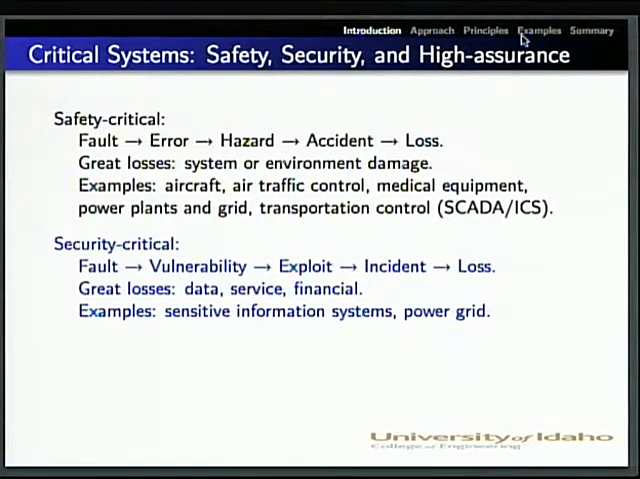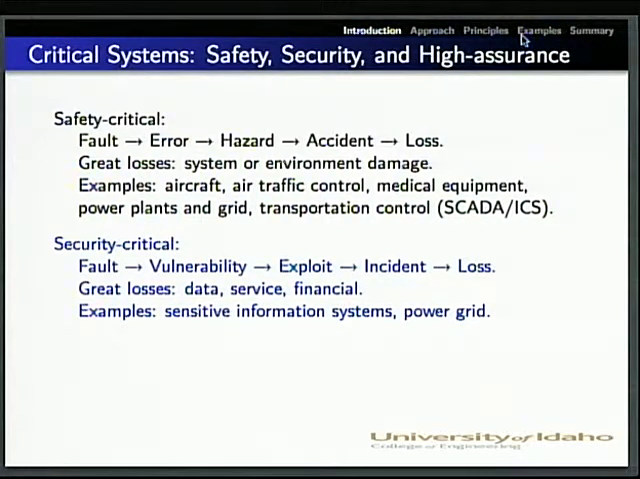Examples of these are, for example, sensitive information systems, such as your banking, or credit card processing databases and systems, and also the power grid. The power grid, because today it is being interconnected and even connected to the internet, is currently a safety critical system because of the safety implications of errors, and also a security critical system because of the security implications of its interconnectedness.